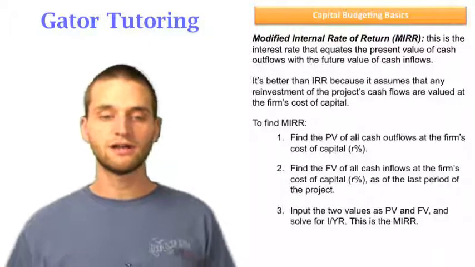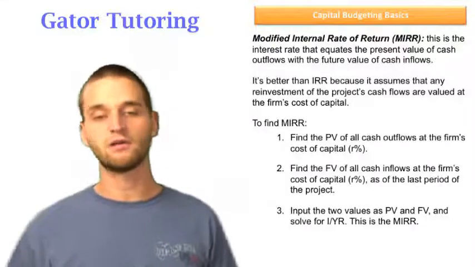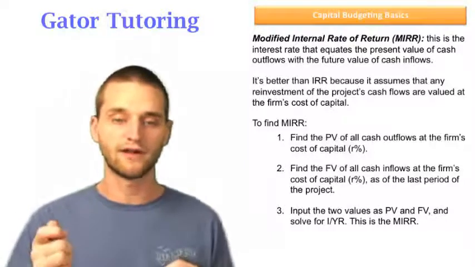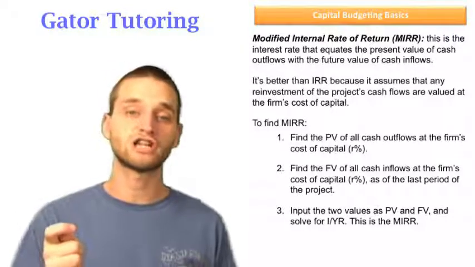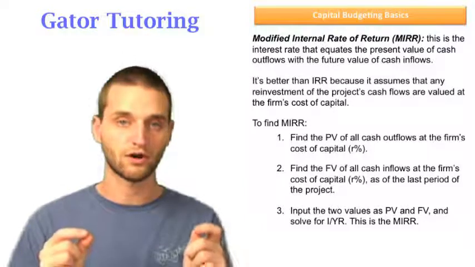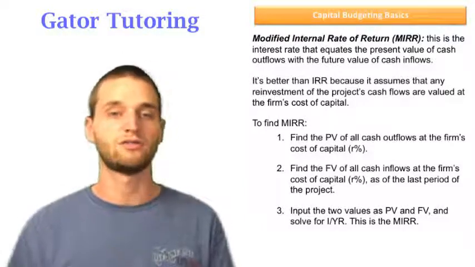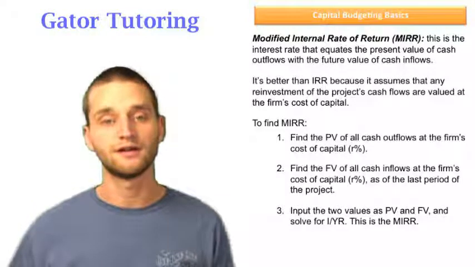Now, step 3 is to input the two values as the present value and the future value. So we input the present value of all cash outflows as the present value. We input the future value of all cash inflows as the future value in our calculator, and then we solve for the interest rate that equates those two. That's the modified internal rate of return. That's how we find it.